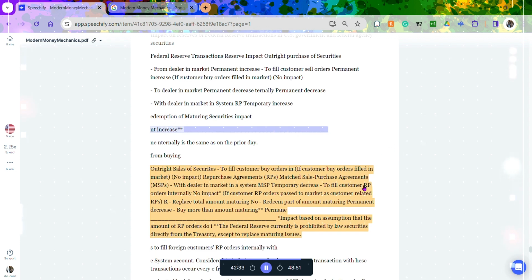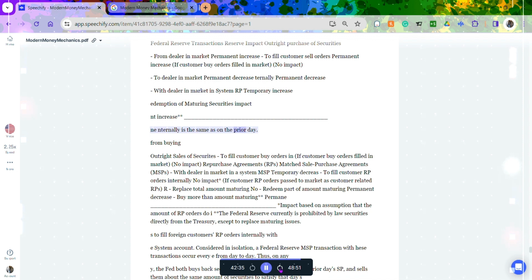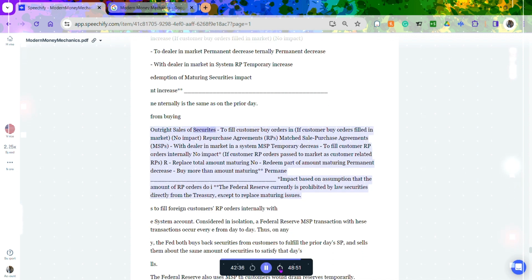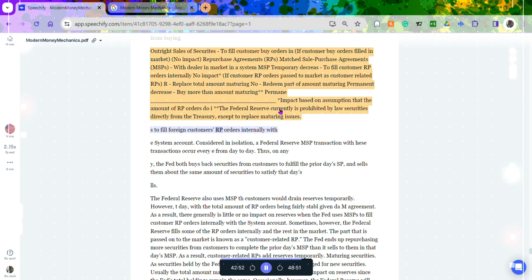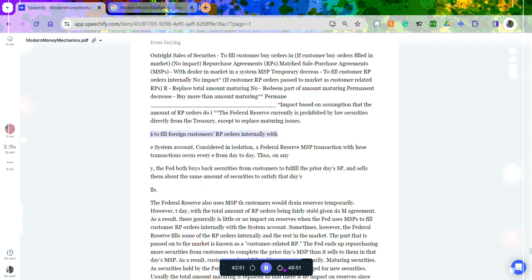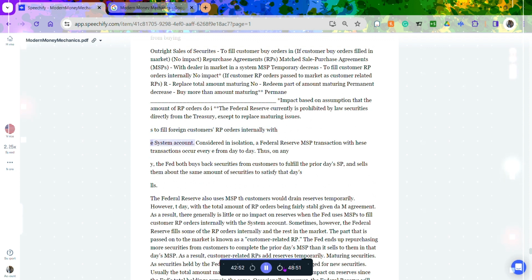The impact on reserves is the same as on the prior day. Outright sales of securities to fill customer buy orders internally: permanent decrease; if customer buy orders filled in market, no impact. Repurchase agreements, RPs, and matched sale-purchase agreements, MSPs, with dealer in market in a system MSP: temporary decrease. To fill customer RP orders internally: no impact. If customer RP orders pass to market as customer-related RPs: replace total amount maturing, no impact; redeem part of amount maturing, permanent decrease; buy more than amount maturing, permanent increase. To fill foreign customers' RP orders internally with the system account.